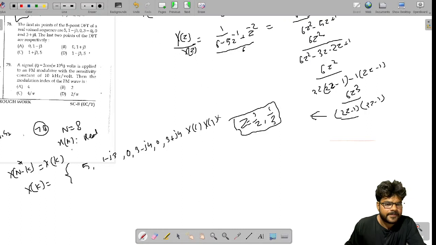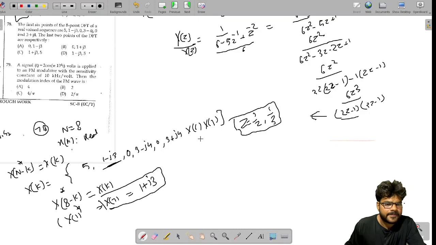So this is x of 7. Okay, so we know x of n is 8, so 8 minus k conjugate is going to be x of k. If you put k equals 7, then x of 7 equals x of 8 minus 7, which is 1, so x of 1 conjugate. So x of 7, this is x of 1, so its conjugate is going to be 1 plus j3. So from here we find x of 7 is 1 plus j3.